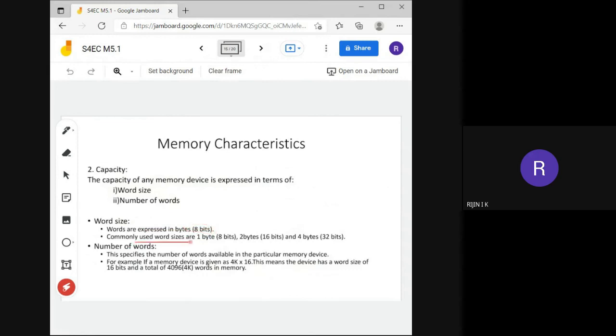Commonly used word sizes are 1 byte considered as a word, or 2 bytes, that is 16 bits, or 4 bytes, 32 bits. These are the commonly used word sizes. Programming is done considering 1 byte as a word. Then number of words specifies the number of words available in the particular memory device, that is, how many words are available in that memory device.